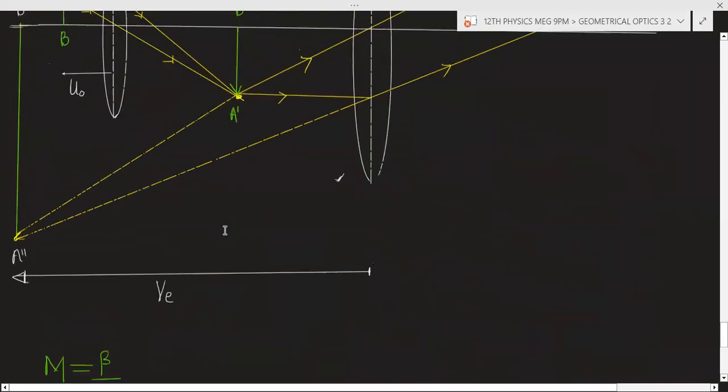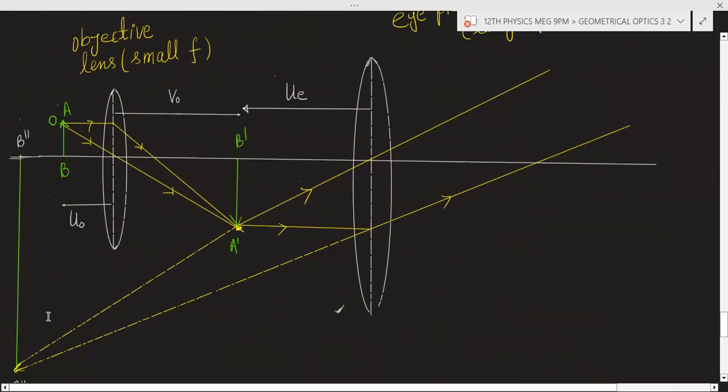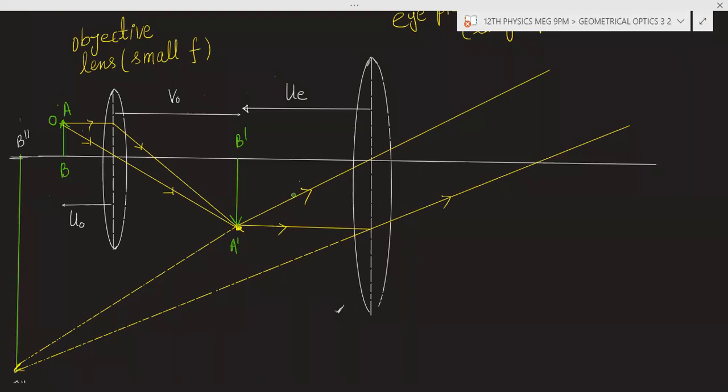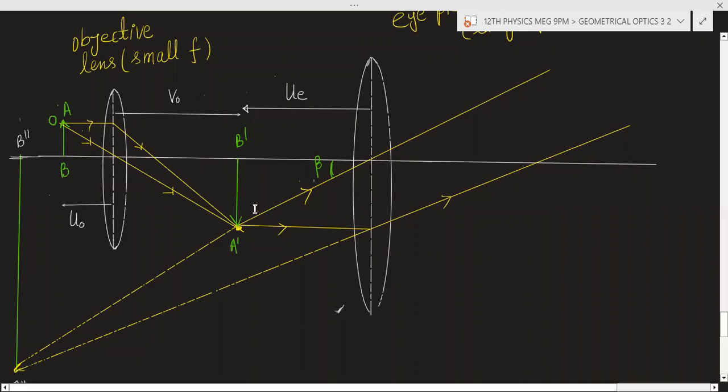Now, how we will calculate beta and what will be beta? Angle subtended by the final image means this will be the beta. Visual angle subtended by the final image. And what is the final image? This is the final image.